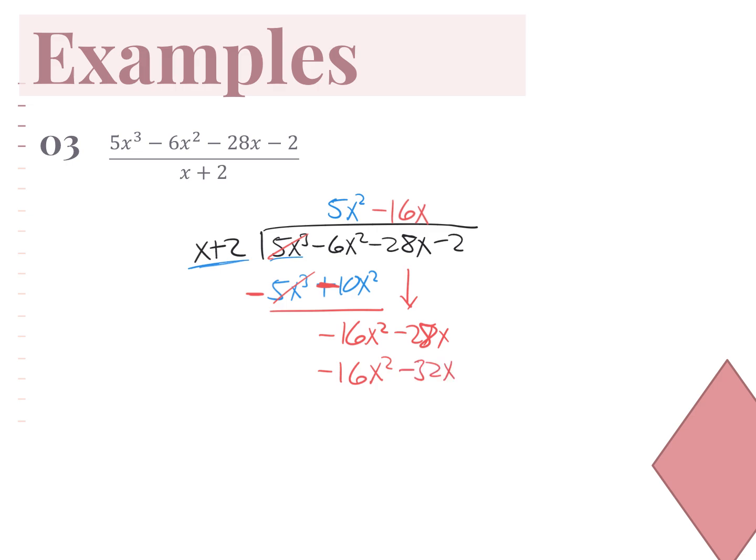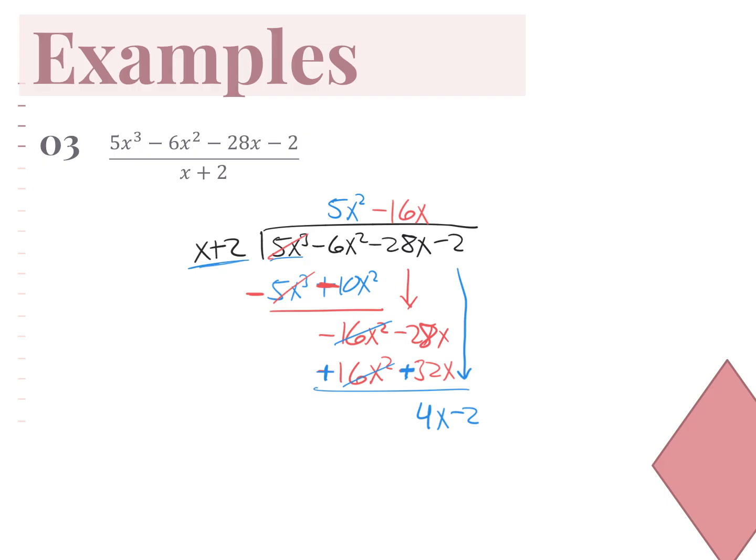All right. And then once again, just change the sign of everything that you just wrote down, and that's going to have to cancel these out. All right. And then after I do that, I get a negative 28x plus 32x, which is a 4x. And then again, I would just bring down the next term, right? And this is the last term that we bring down here.